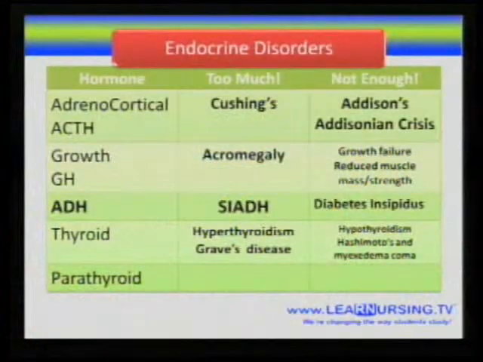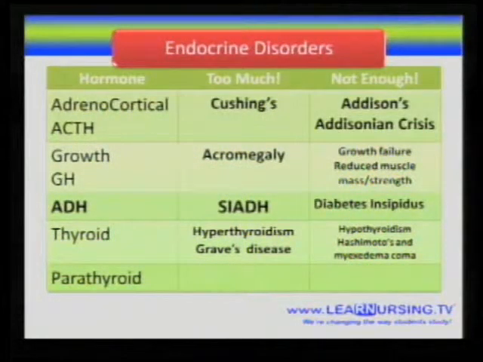So let's go back to your chart, the endocrine disorders chart. And you've got one more slot to fill in. Now you know what to put in where you have too much thyroid. What should you write in there? Hyperthyroidism, great, and Graves' disease. Okay, and the worst thing that can happen is just what you said, thyroid storm. So make sure you get that added in there too.